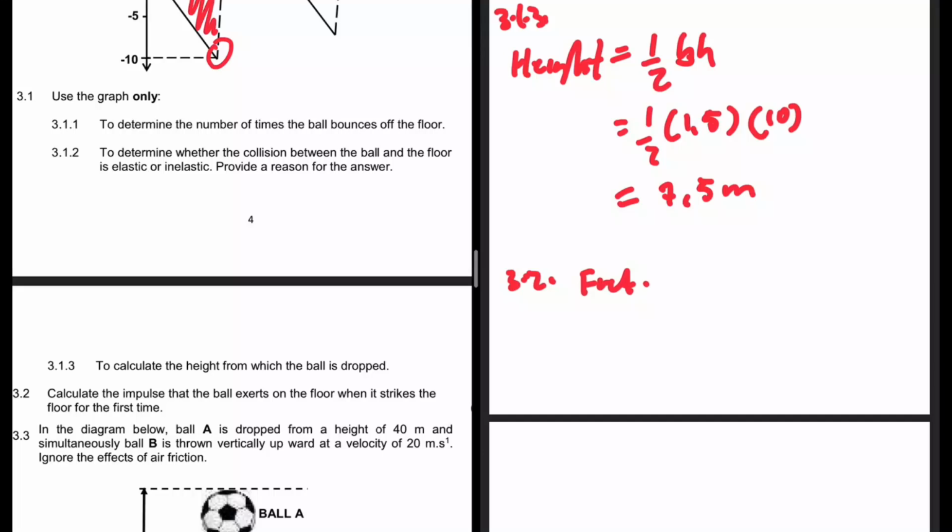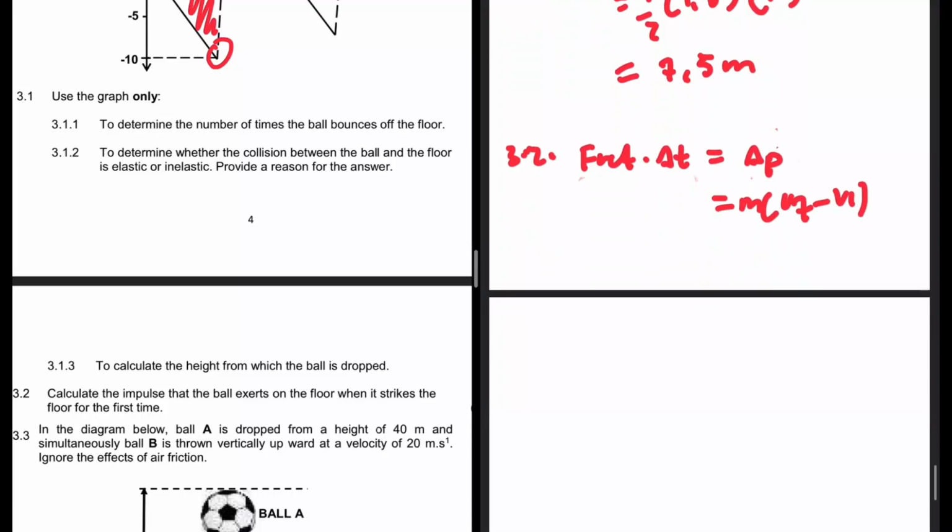Take a look at this. F net delta t is equal to delta p. This right here is the impulse, not delta p, right? Delta p is the change in momentum. F net delta t is the impulse. They are just equal to each other. So this is equal to delta p, and then in place of delta p we can say m times (vf minus vi). Okay, and then what is the mass of the object?